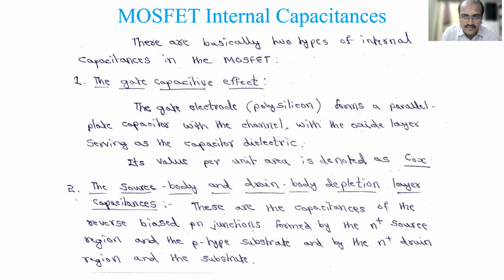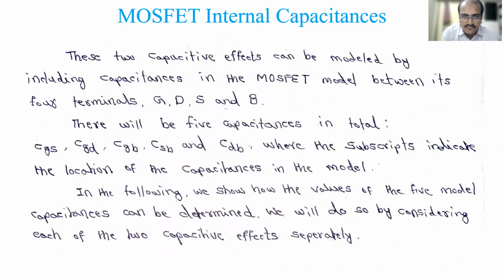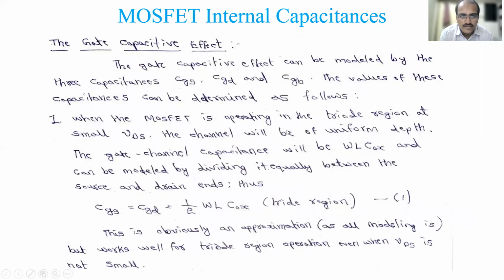Under gate capacitive effect, there will be 3 capacitances: gate to source, gate to drain, and, when there is no channel formation, the 3rd capacitor, that is gate to body. Based on the operation, cutoff, triode, and saturation, we have discussed these. And another 2 come under junction capacitance, the source-to-body and drain-to-body depletion layer capacitances. That is what we have done.